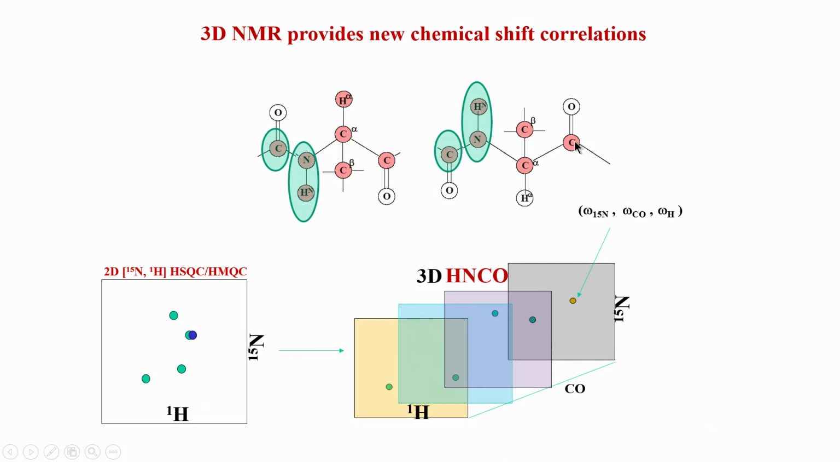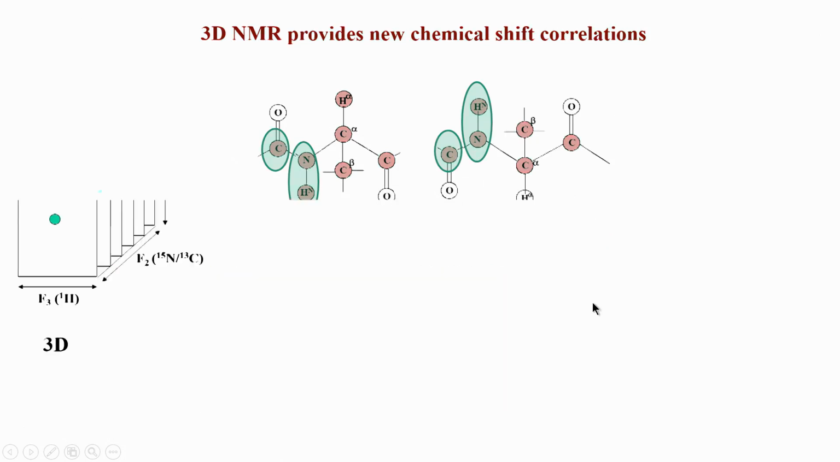So, remember there is a carbonyl here also, but this nitrogen is not connected to this carbonyl, it is actually connected to this carbonyl. So, we are looking at the previous, this is the next amino acid CO rather than the far away CO here. So, this is an HNCO experiment, that is how the experiment is in fact named, and this gives us a new chemical shift dimension.